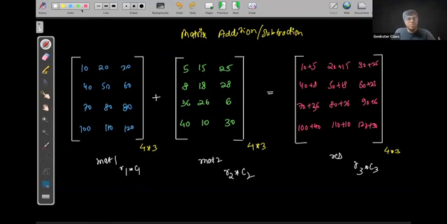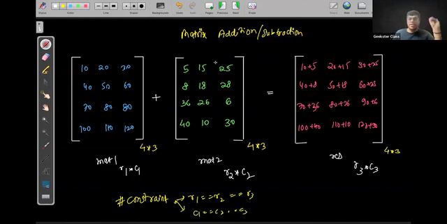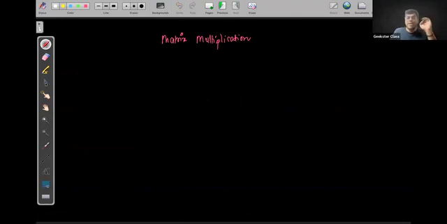Which color is not used? Let me take yellow. So for addition, the constraint will be R1 equals R2 equals R3, and C1 equals C2 equals C3. Rows and columns in all three matrices should be the same. But when it comes to multiplication, it is not like that. It is not like simply adding the two corresponding cells.